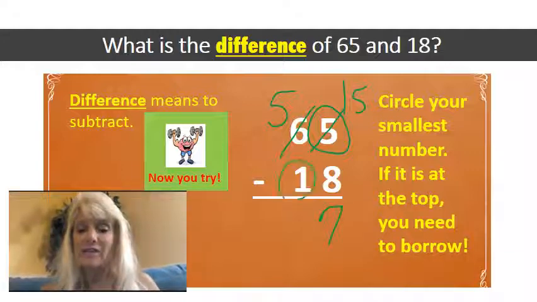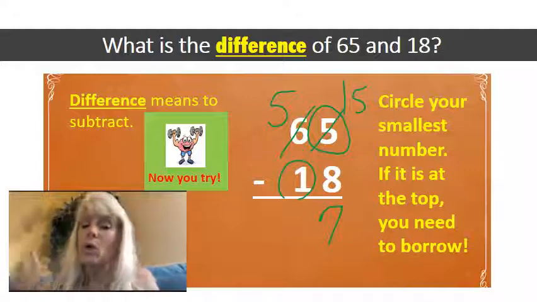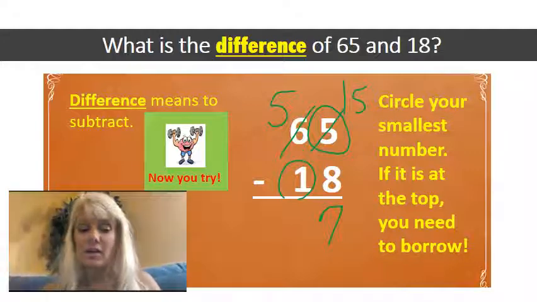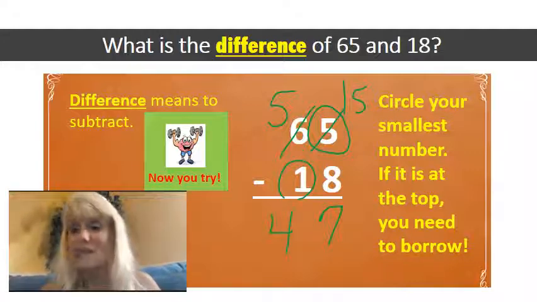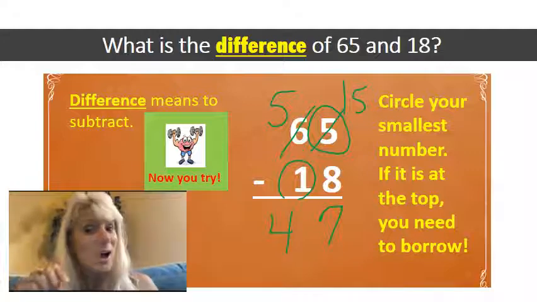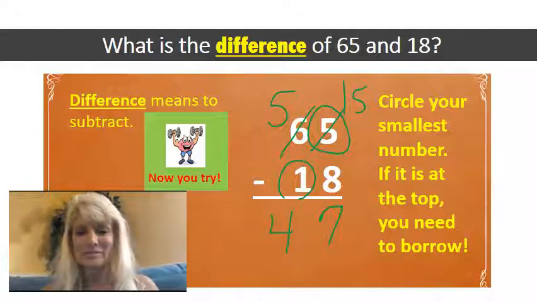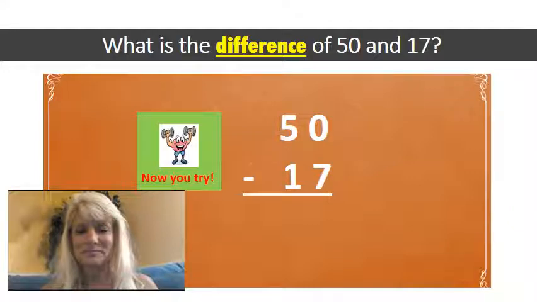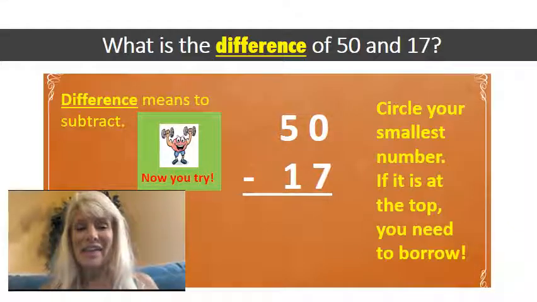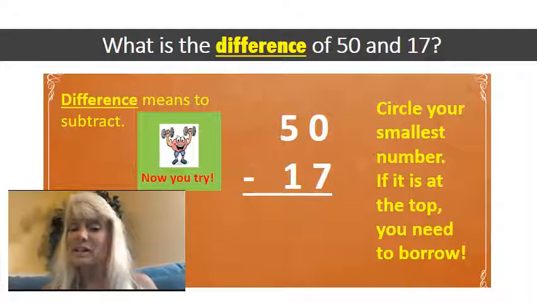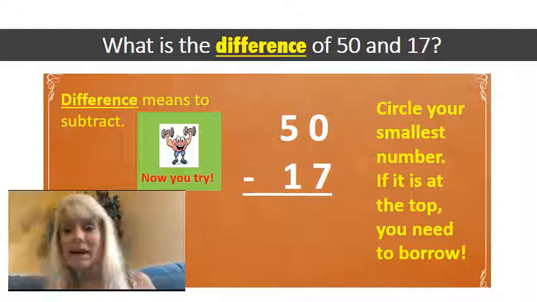And then I have that small number down there. 1, 2, 3, 4, 5, which gives me 4. 47. Did you get 47? I hope so. Let's try another one. I'm going to give you my clue that difference means to subtract and that you need to circle the smallest number. If it's at the top, don't forget to borrow. Go ahead and pause it and come on back and see me.